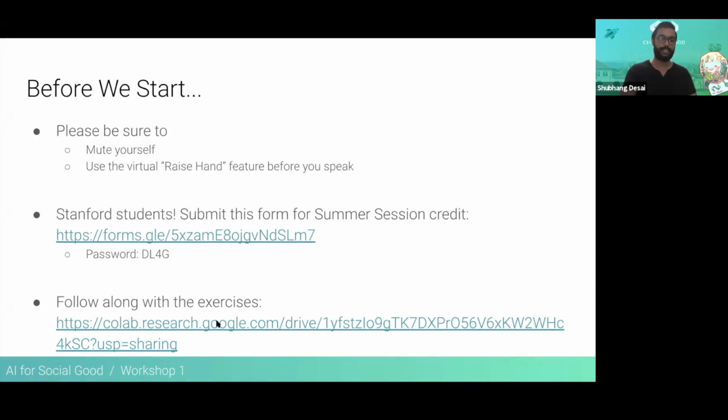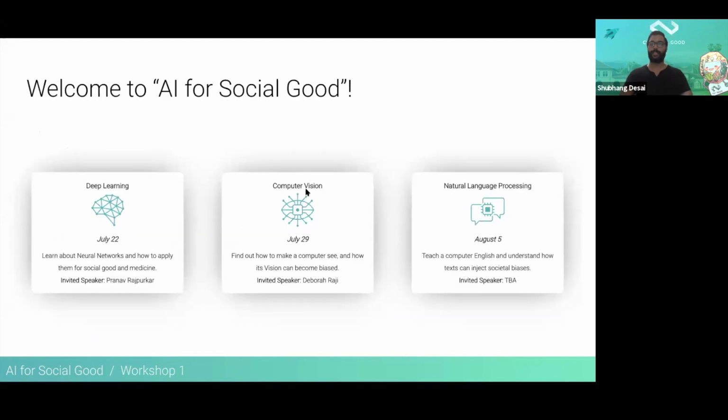Okay, so with that, I want to welcome you to AI for Social Good. This is our first time that we're going to do this sort of workshop. We're super excited about this. We actually started this course a couple of years ago as a Stanford course, and now because of COVID, we're going to try to democratize this to anyone who wants to come and learn about what we teach, and we're super excited about that.